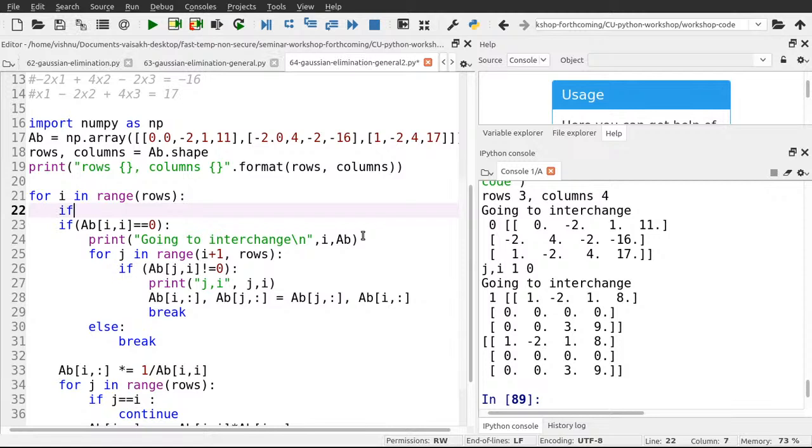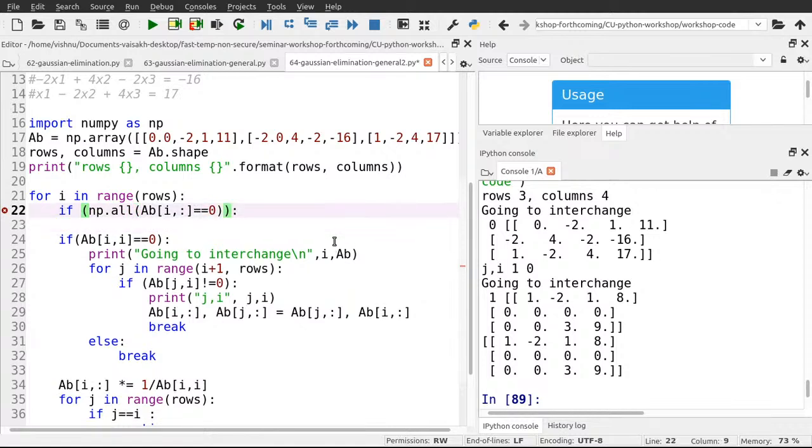If np, the entire row is 0, that's what we are going to check. np.all. So what is this array? This array is nothing but the entire row, everything in this row. So how do we take the row? Make the column equal to, np.all equal to 0. Okay, in such a situation, we need to change.